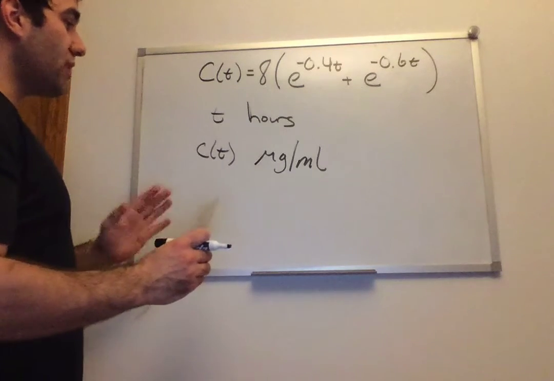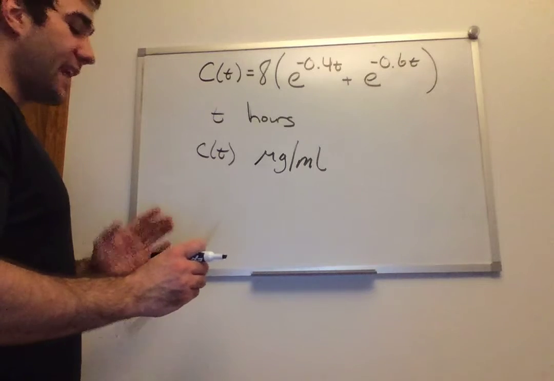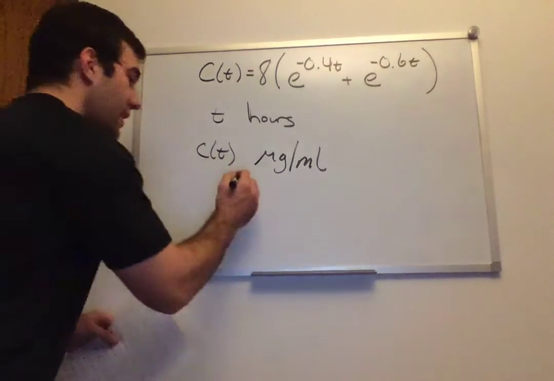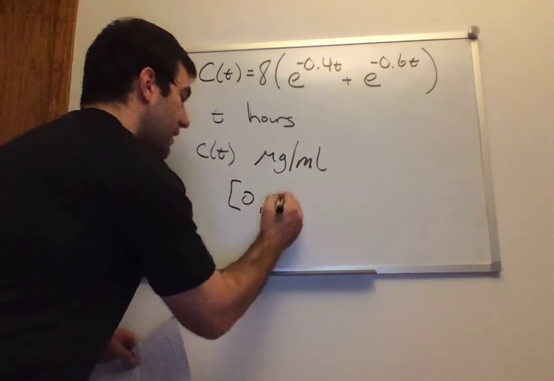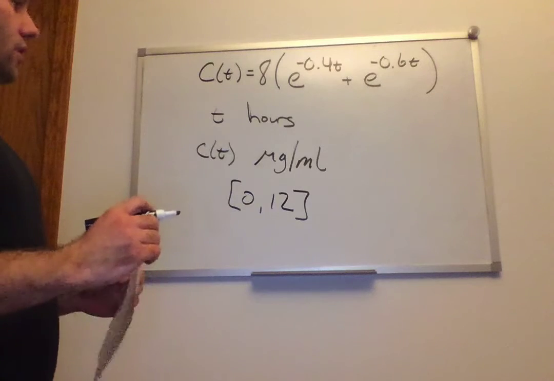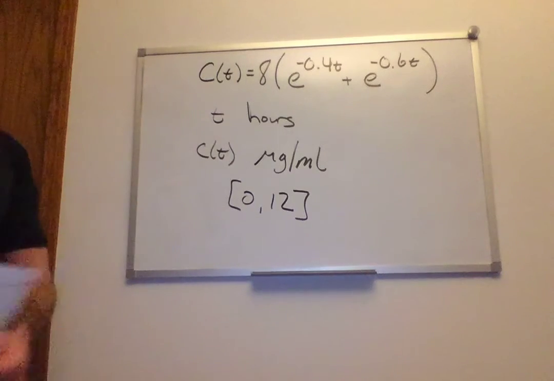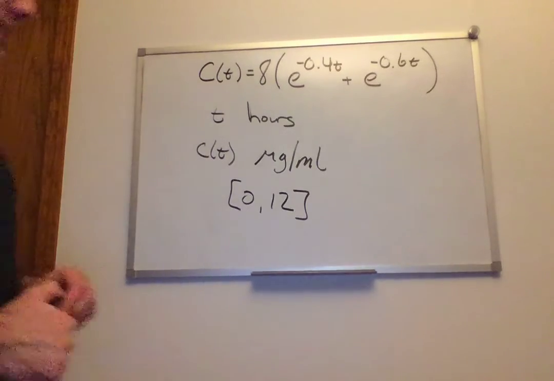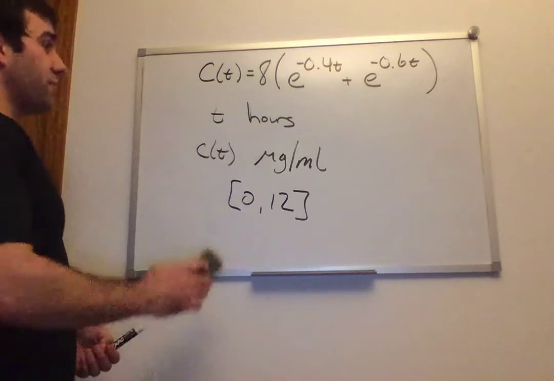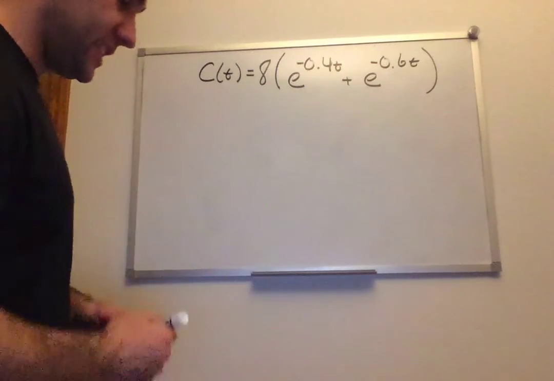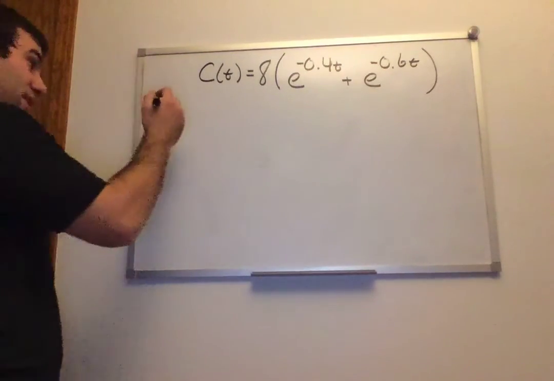Okay, so what they're trying to tell us is to find the absolute maximum of this function in the first 12 hours, which tells us the interval from 0 to 12. So all we're going to do is exactly what we did on the previous problems. We're going to do the closed interval method. That means we need to find the critical numbers. That's step 1. So we've got to take a derivative.